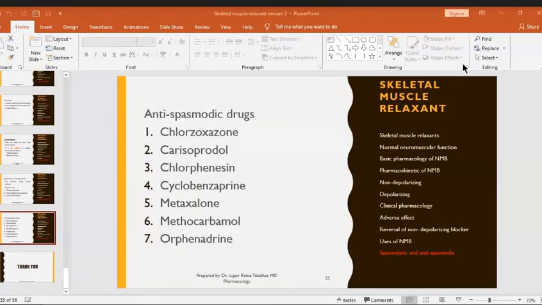रिया उपाध्याय. Yes, sir. डेन्टलमा युज हुने मसल रिल्याक्सेन्टको नाम एउटा भन्नुहुन्छ? Delma, sir. Chlorzoxazone. Very good. Chlorzoxazone used हुन्छ.